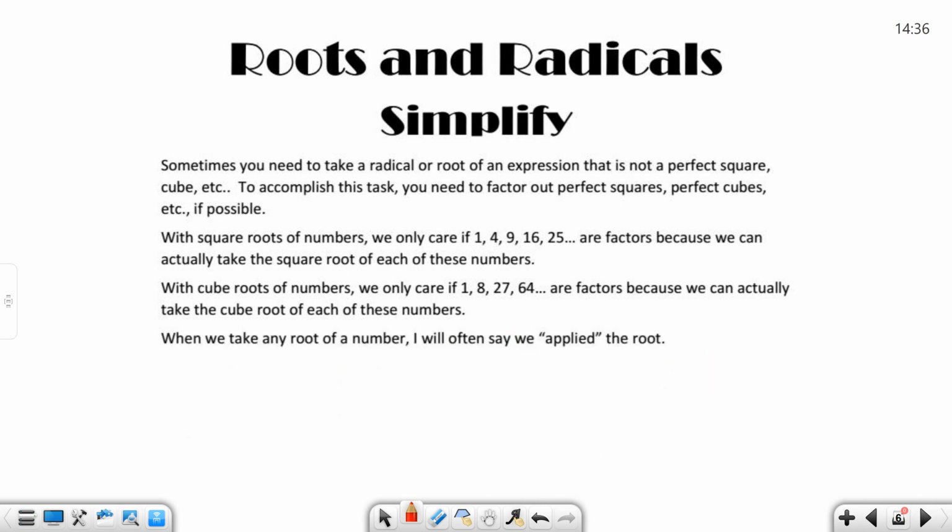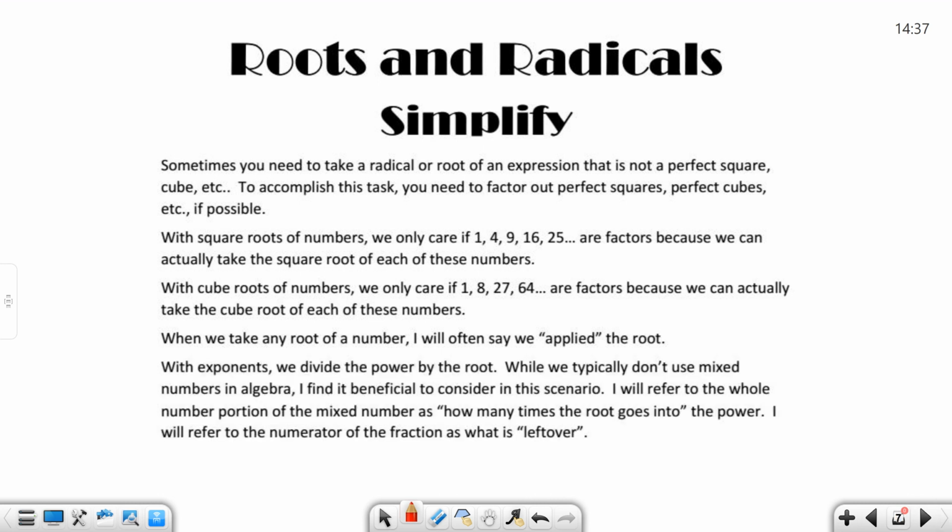So when we take any root of a number, I will often say we applied the root. So when I factor it into 25 times 3, I'm going to apply the square root to 25 and get 5. Right? If I apply the root, that means I'm able to take the square root of it or take the cube root or whatever it happens to be. So I'm going to use the word applied sometimes. Okay, so when I say that, I just want you to know that's sort of a note here for you if I use that terminology.